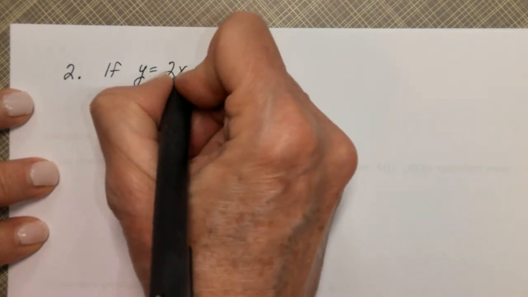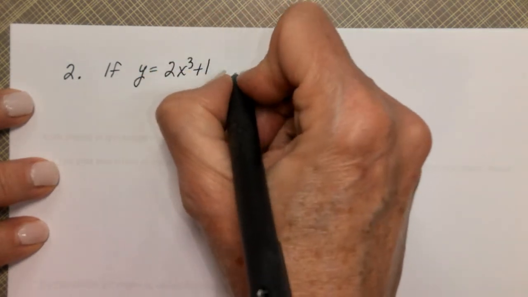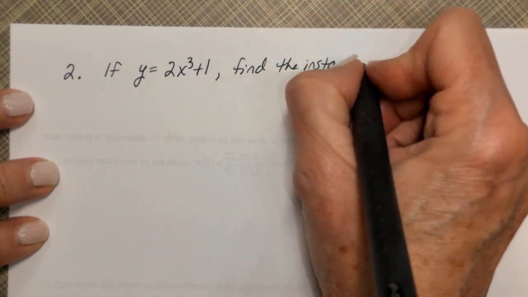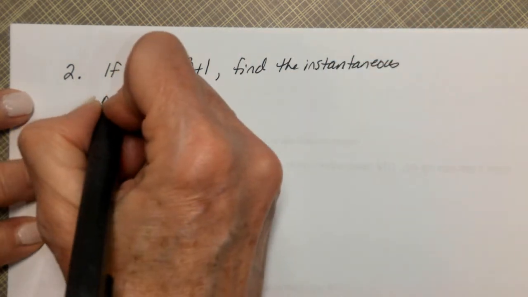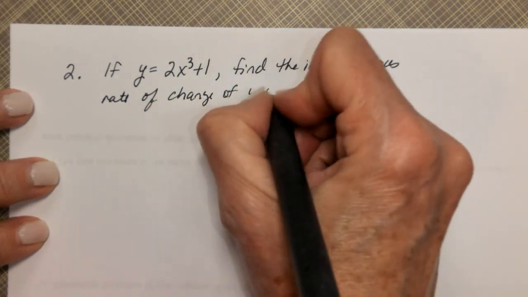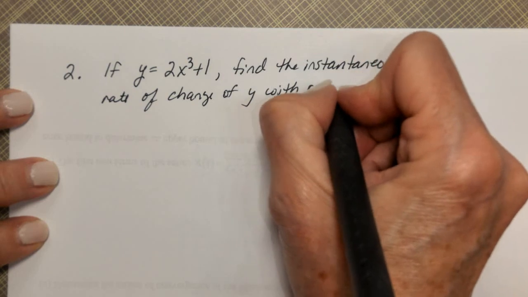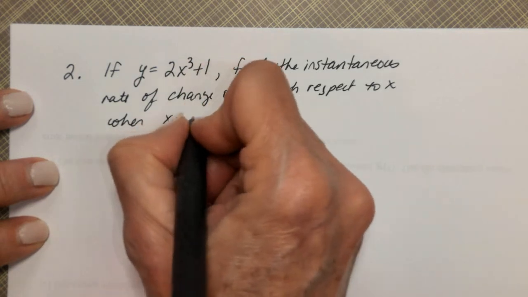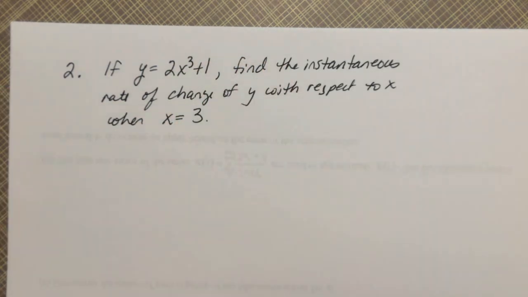Let's do one more. Let's say that we are given, if y is equal to 2x cubed plus 1, find the instantaneous rate of change of y with respect to x when x is equal to 3.